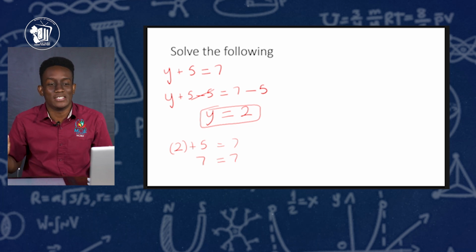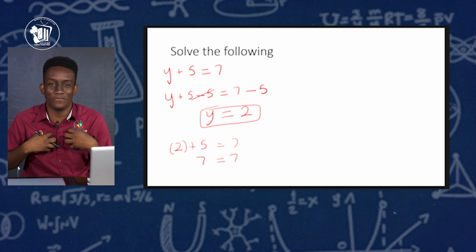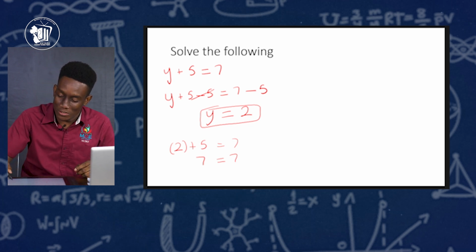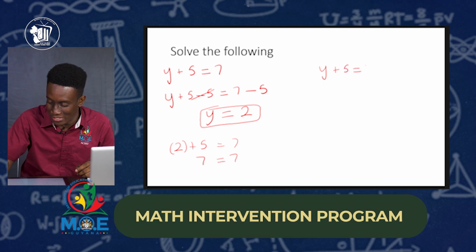So that is a very easy example. So let's look at the other way, and my favorite way to solve an equation. So let's use the same equation, y plus 5 is equal to 7.